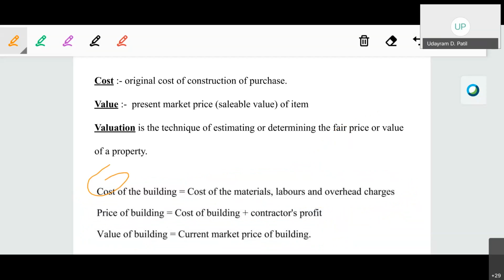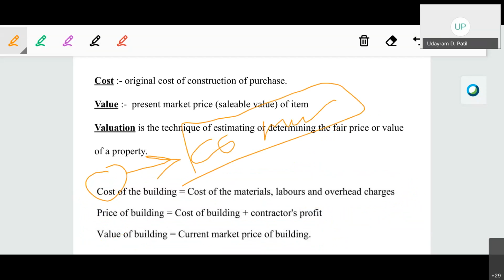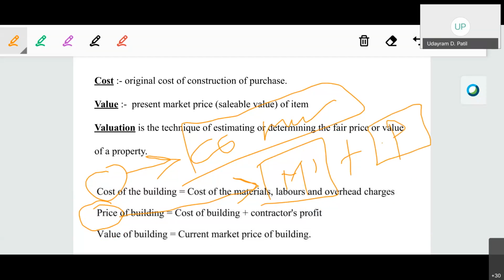फक्त डिफरन्स आहे तुमचा कॉस्ट आणि प्राइस आणि व्हॅल्यू मधला. For any item, कोणत्याही आयटम साठी कॉस्ट म्हणजे त्याचा कन्स्ट्रक्शन कॉस्ट किंवा मॅन्युफॅक्चरिंग कॉस्ट जो काही असेल, that will be your cost of the item. The cost of manufacturing, plus the profit of the contractor, will be the price of the item of the work, and the market value will be whatever the value of the particular item is at the current rate.